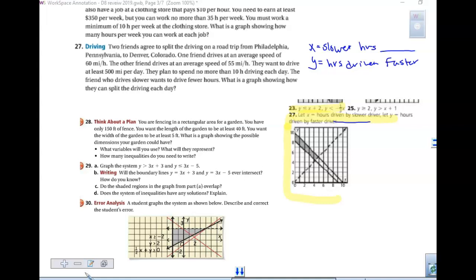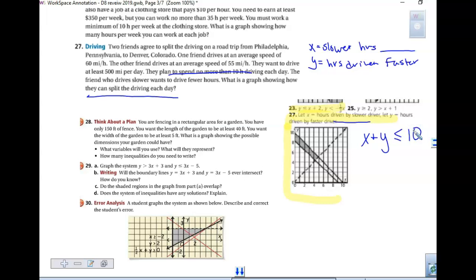write your two equations. So you have your slower, because the question says, how are they splitting each day's driving? Meaning, how many hours is each person going to drive? So the next thing you know is it says that they plan to spend no more than 10 hours. So no more than 10 means X plus Y is going to be less or equal to 10.